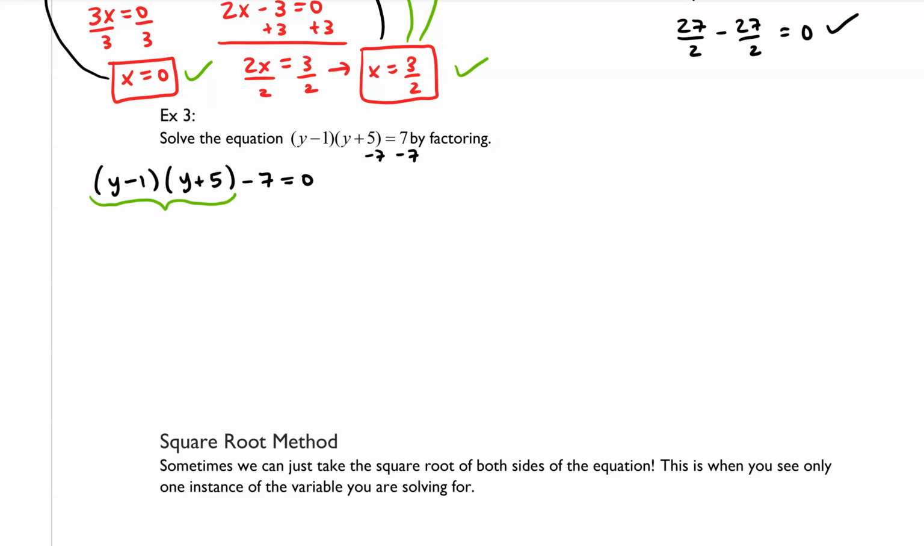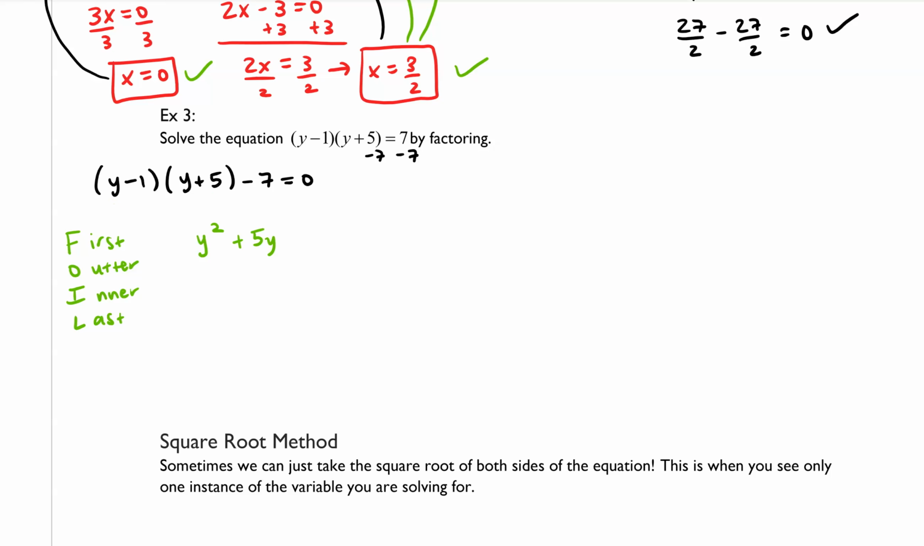Now you might have heard about it before. FOIL stands for first, outer, inner, and last. So that just tells you what we're going to multiply together. First we're going to multiply the first terms together, so y and y. If we multiply those, then we get y squared. Then we're going to multiply the outer terms together. So y times 5 is just 5y.